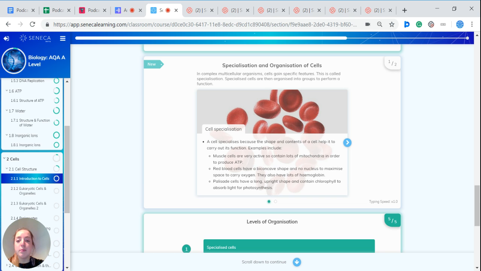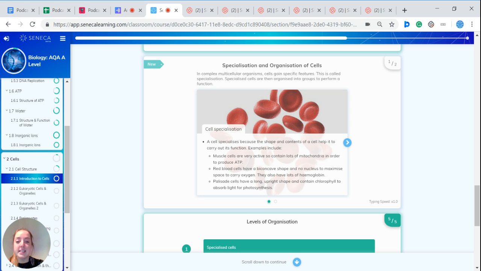In complex multicellular organisms, cells gain specific features. This is called specialization. Specialized cells are then organized into groups to perform a function. A cell specializes because the shape and contents of a cell help it to carry out its function. Some examples of specialized cells are the muscle cell.